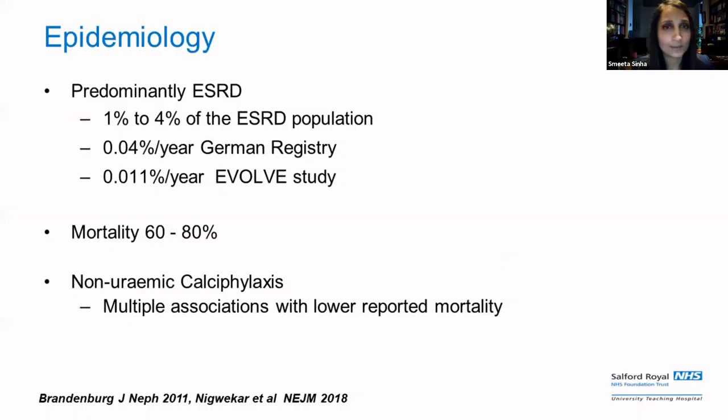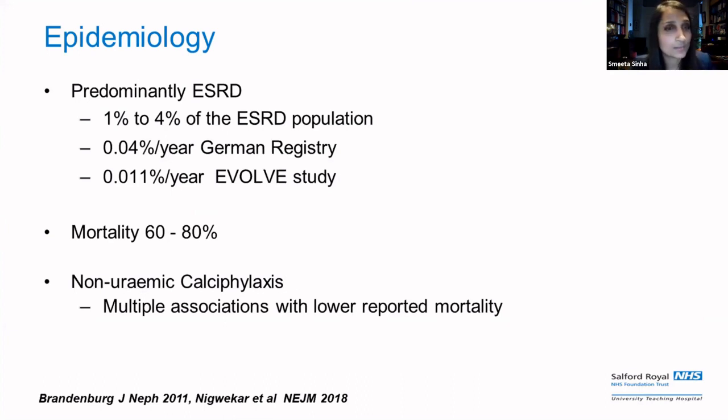So calciphylaxis, a little bit of info for those of you who may not be familiar. It does predominantly affect patients with end-stage kidney disease. The epidemiology, or the reported prevalence and incidence, are really variable, anywhere from 1 to 4% from a prevalence point of view. Incidence, the German registry reported 0.04, and if we look at the EVOLVE study, it's lower, but that is a randomized control trial. So quite a bit of variation, which I think is probably related to variation in pickup diagnosis.